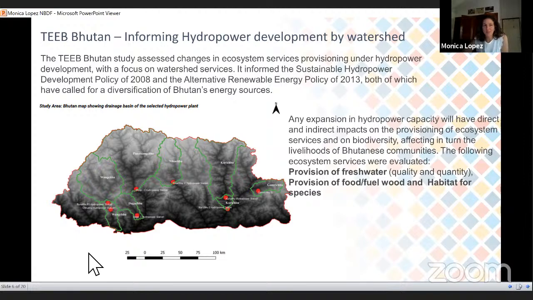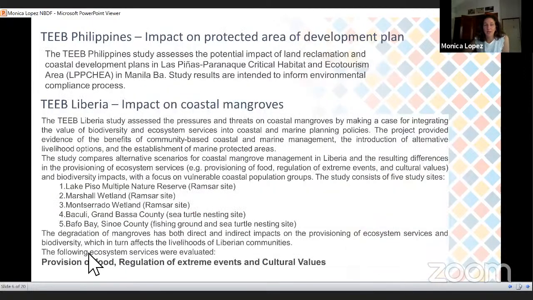Next one. The other two that I wanted to share are the one in the Philippines and the one in Liberia. So in the case of the Philippines, there was going to be some infrastructure built and it was going to have an impact on a protected area. So they reached out to TEEB to better understand whether it was going to comply with the environmental process and what impacts that was going to have on the biodiversity and the provision of the ecosystem services of the area. In the case of Liberia, we also had some wetland areas, and it was mainly a study on the impact of the coastal mangroves.